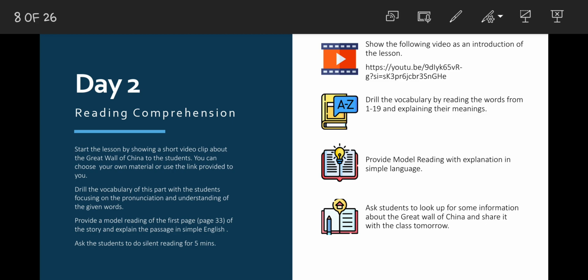Provide model reading with explanation in simple language. But simple language does not mean Urdu. You have to provide them explanation in simple English.